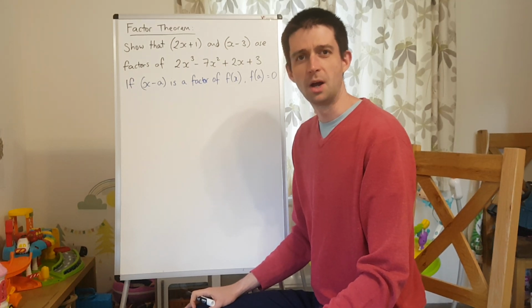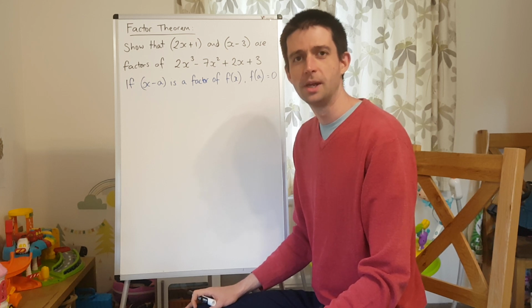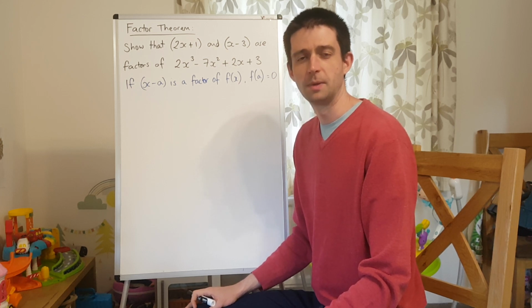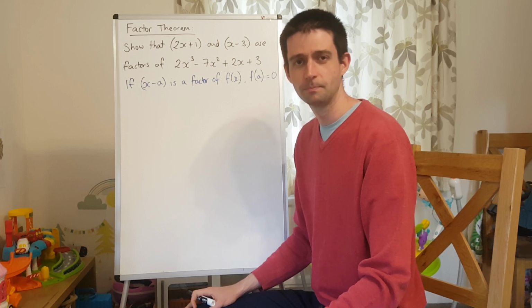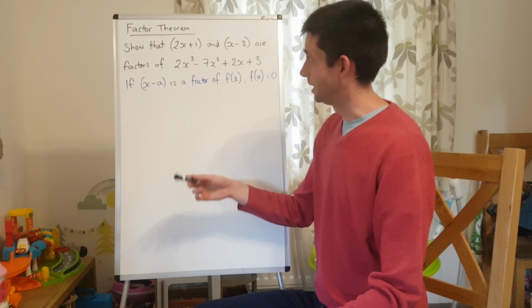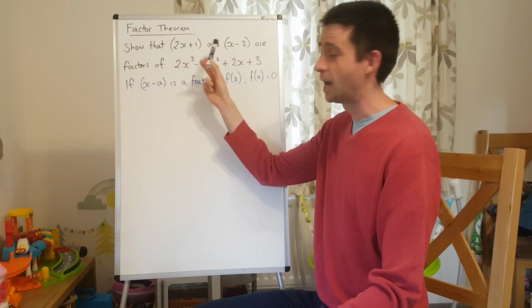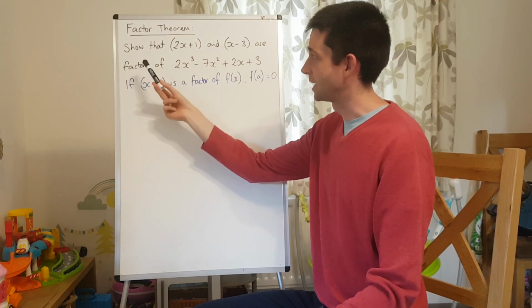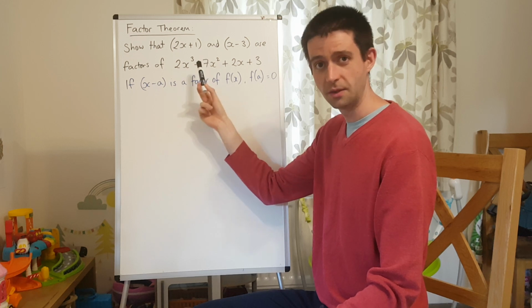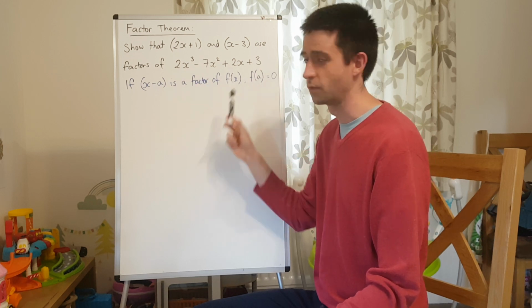This is part one of the lesson on factor theorem, and in this first video I'm just going to explain what the factor theorem is and how it works. So what we have here is the original question, which is: show that 2x plus 1 and x minus 3 are factors of 2x cubed minus 7x squared plus 2x plus 3.